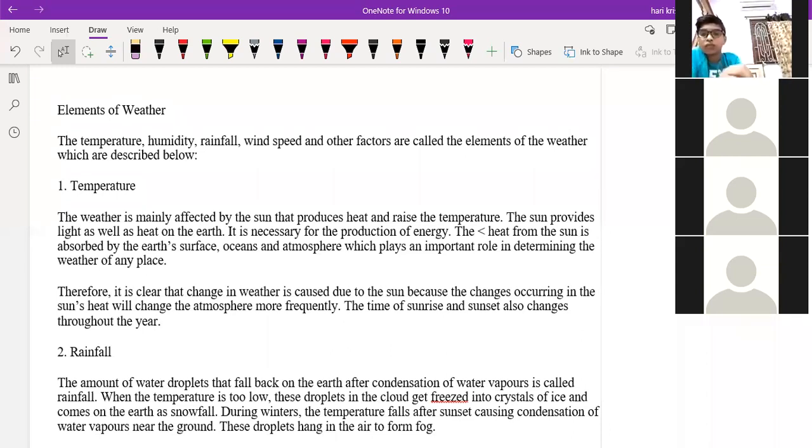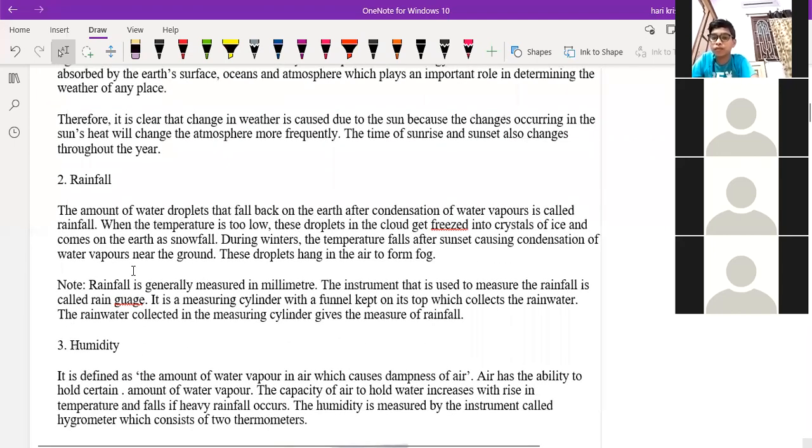Floods, sir, flood and tsunami. Floods or cyclones. Yes, tsunami. So what is rainfall first? The amount of water droplets that fall back on the earth after condensation of water vapor is called rainfall. Sir, I have a doubt. In the rainfall, tsunami will not come, sir, because it is high winds coming from the oceans in the form of waves.